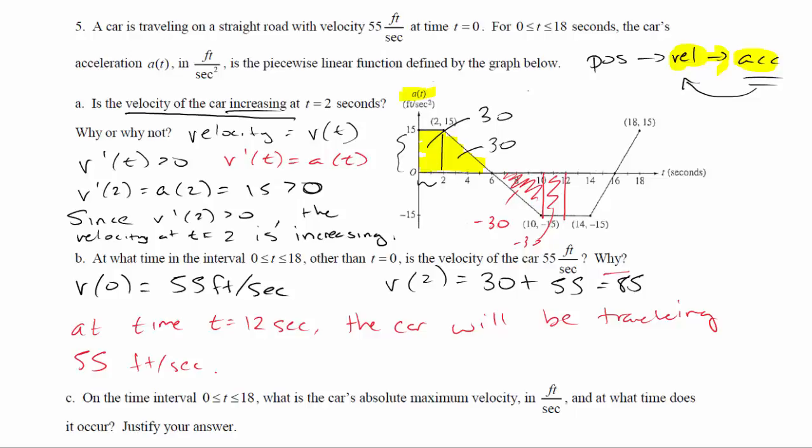Don't write area as canceling out, but do write the integral from 0 to 12 of a of t dt equals 0, and therefore v of 12 will equal 55 feet per second. You do need the integral because this is the one that explicitly tells you the math behind it.